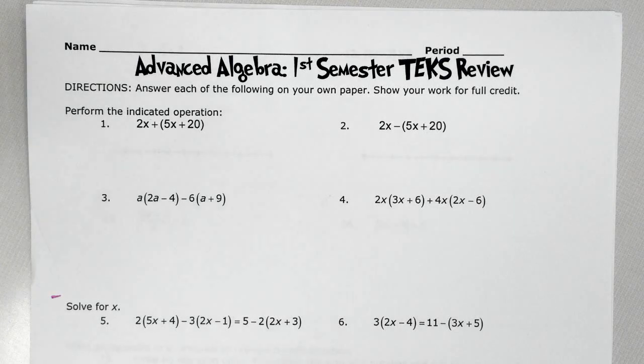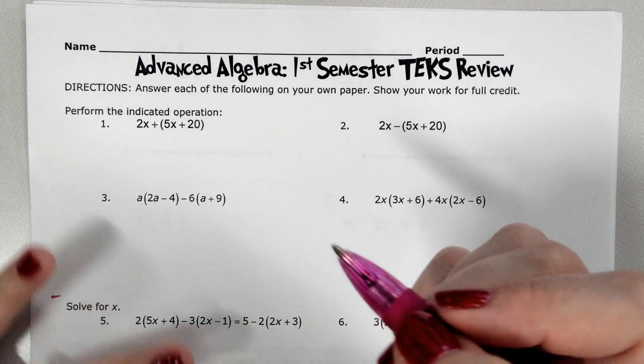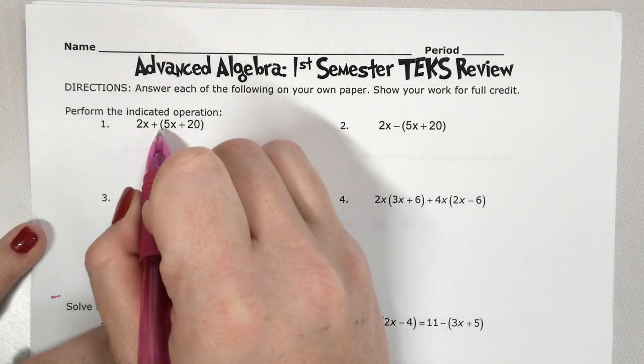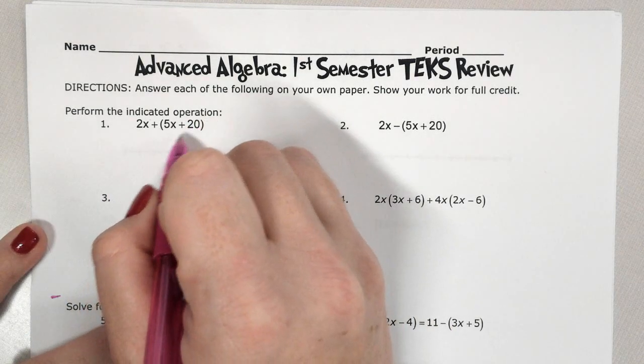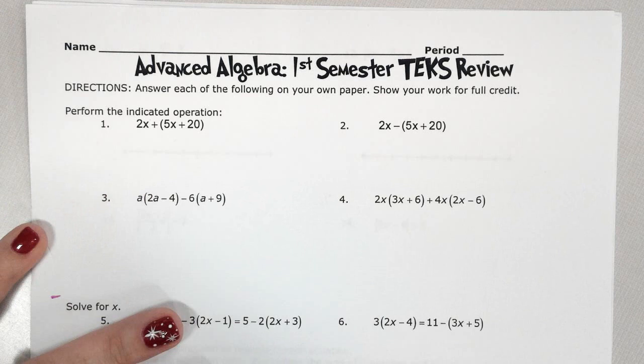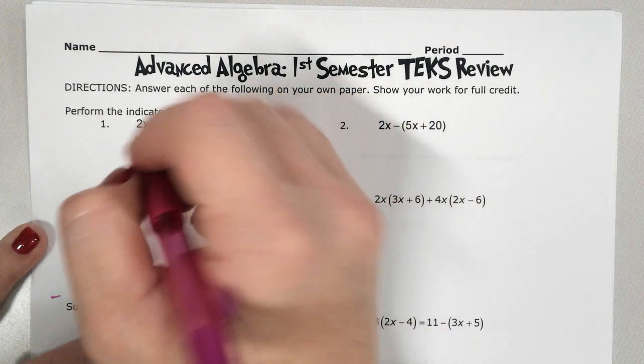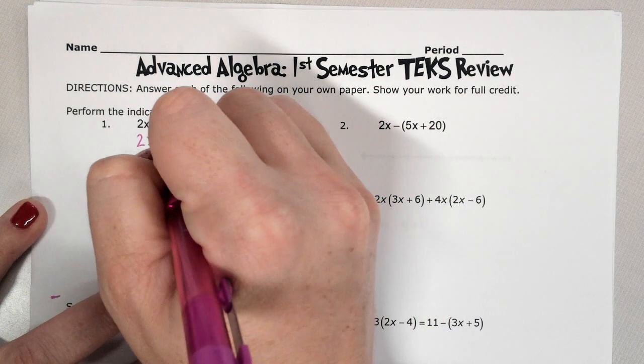Okay, number 1 through 4. So this says just perform indicated operations. So we're just going to simplify because there's no equal sign, so we cannot solve. So here we have parentheses, and we need to get rid of parentheses. Nothing in the middle can be combined, and we have a plus sign in front, meaning we don't really need the parentheses because nothing's going to change.